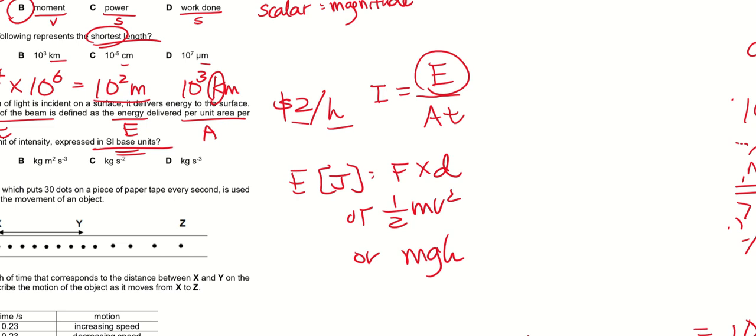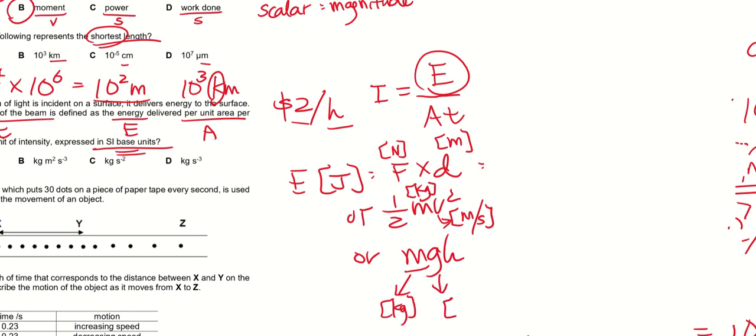What is the unit for force? It's actually newtons, right? I'm going to write the units here in brackets. The SI unit for distance is meters. The SI unit for mass is kg. The SI unit for velocity is meter per second. The SI unit for gravitational field strength is Newton per kg. And the SI unit for height is actually meters.